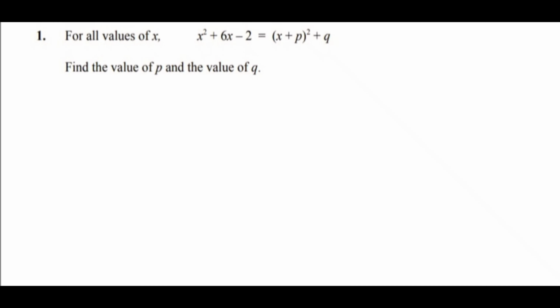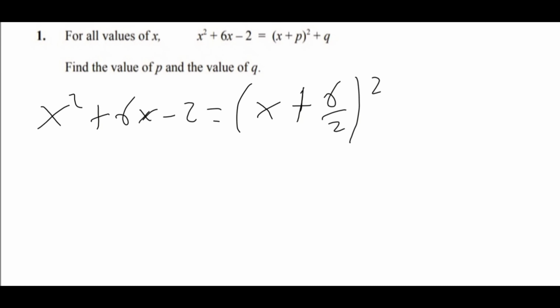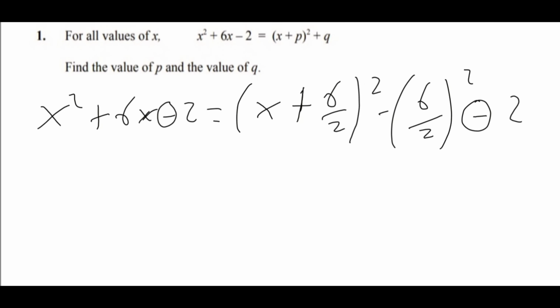For this first example, we have x² + 6x − 2, and they want us to put it in the form of the final completed square. We write down the form of the completed square. So we'll have (x + 6/2)² − (6/2)² − 2. This is because our b in this case is 6 and our c is −2.